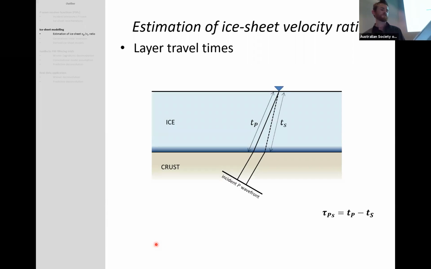The first step is to solve the layer travel times for the P and S waves. These are computed from the peak ice phase lag times in the real data receiver functions. For example, the PS phase lag time, tau PS, is the P travel time minus the S travel time. We only need to find 2 lag times in the real data to solve for TP and TS.